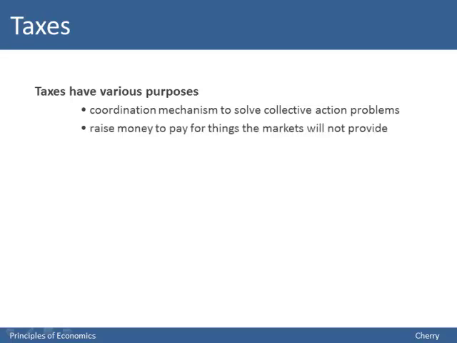So taxes, they have various purposes. One is to provide the coordination mechanism to solve collective action problems. For instance, taxes are used to pay for the roads, government provided infrastructure that without that funding source would never be provided. Right? So people wouldn't voluntarily contribute to a fund to build the roads. Government has to compel people to contribute to these projects. Another is to raise money to pay for things that the markets will not provide. And we'll get to that later when we look at non-market goods and services.